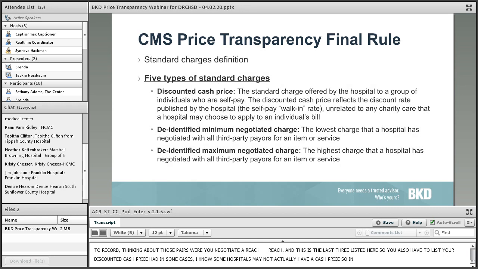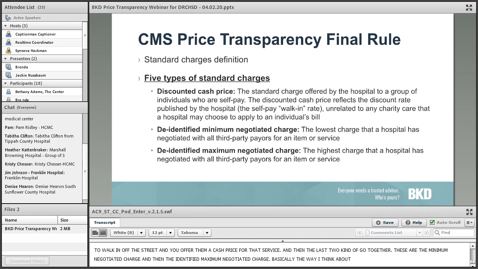And this is the last three listed here. So you'll also have to list your discounted cash price. And in some cases, I know some hospitals may not actually have a cash price. So in that case, your cash price is really just going to be your gross charge. But if you do have a discounted cash price, maybe what you offer to a self-pay or a walk-in rate, then that's what you would publish in this column. It's not going to be your charge that has anything to do with charity care. But again, it's just if somebody were to walk in off the street and you offered a cash price for that service.